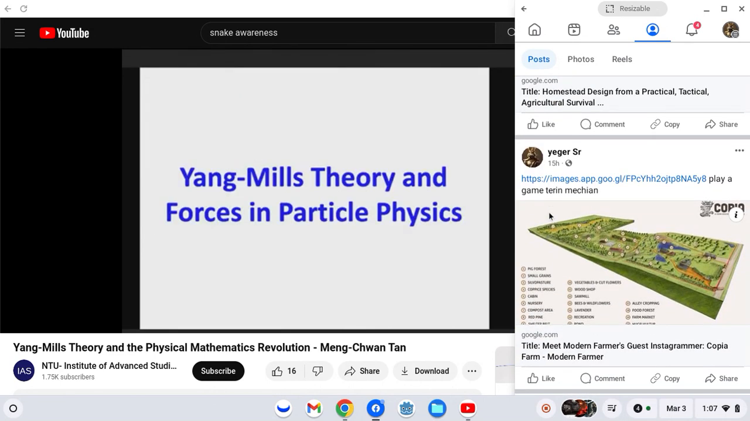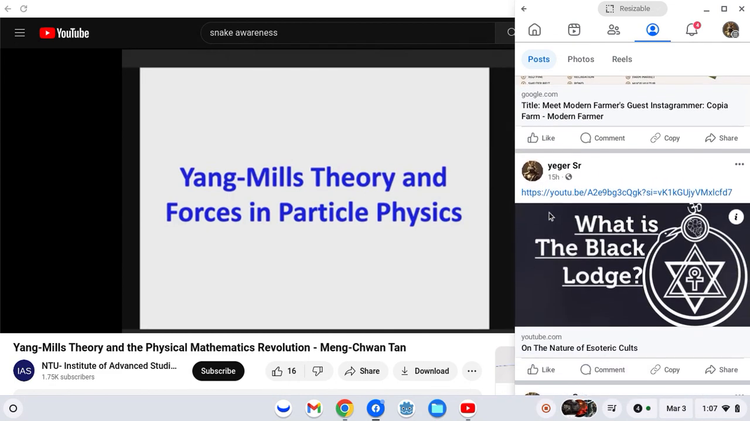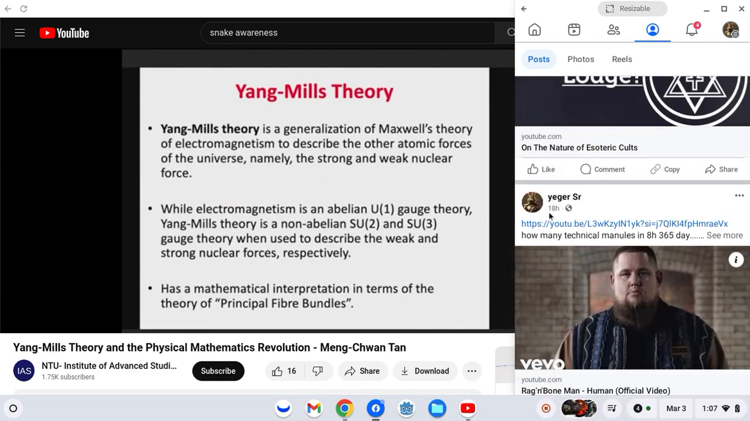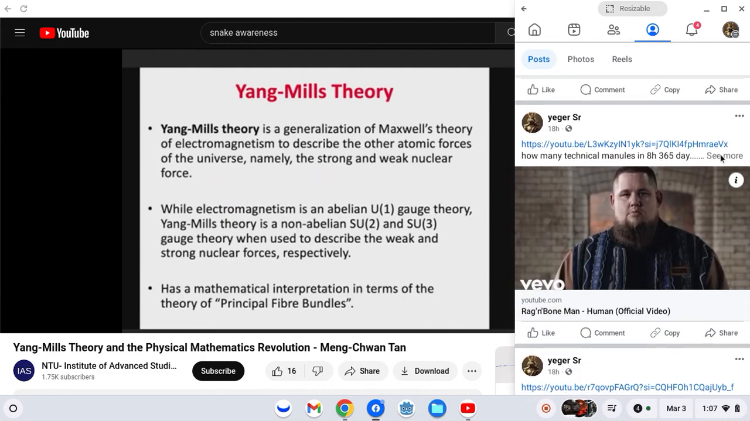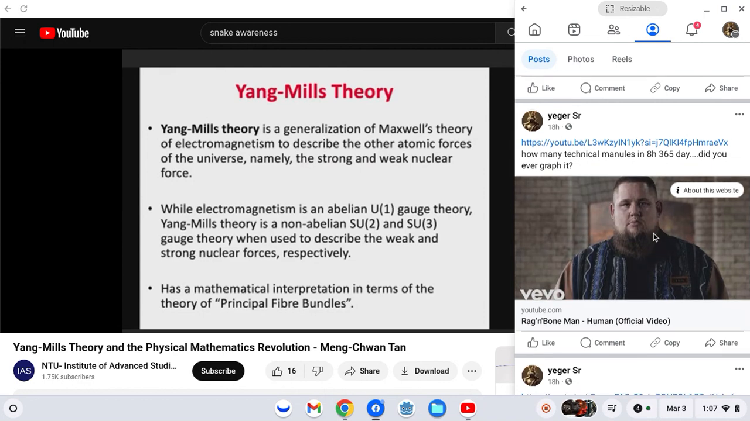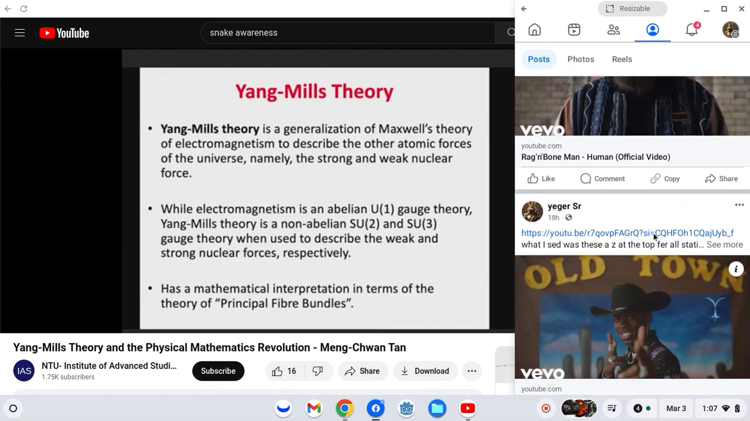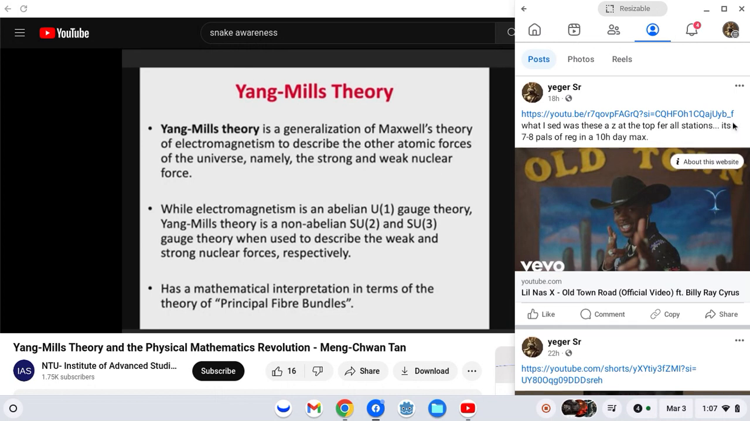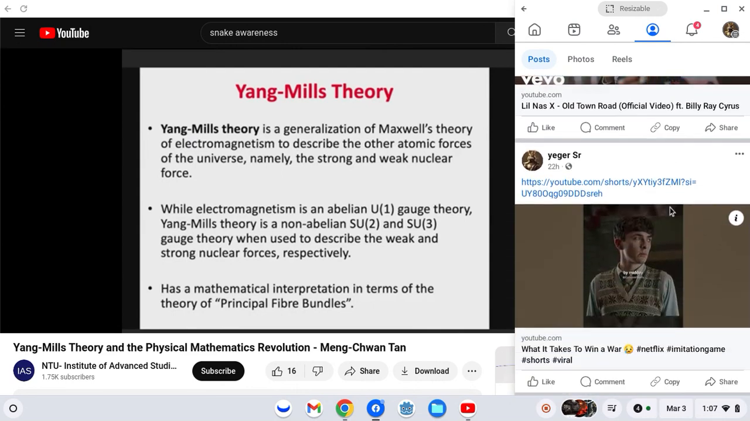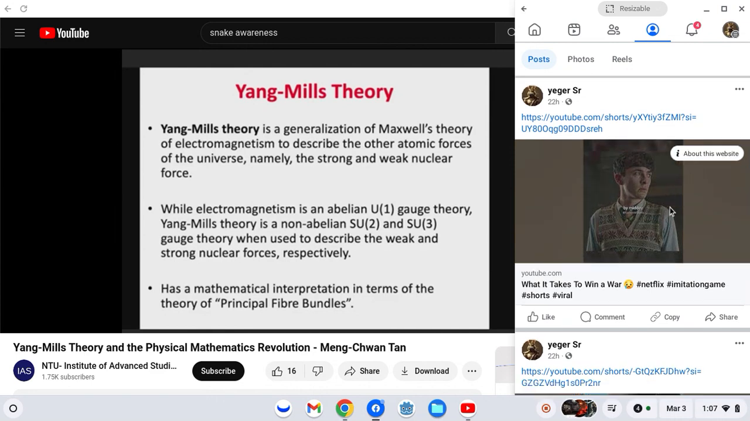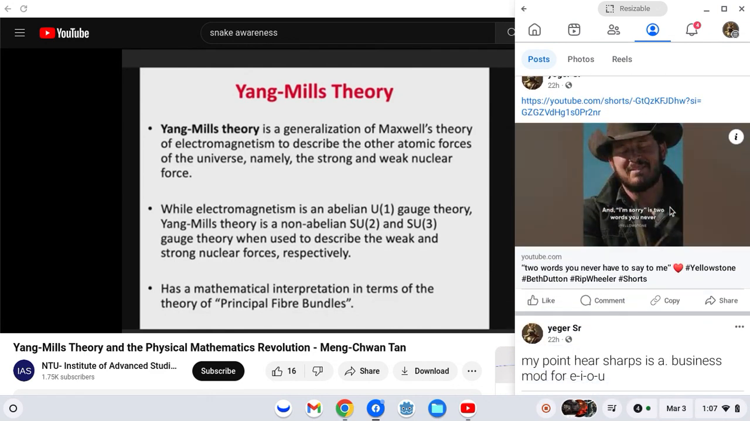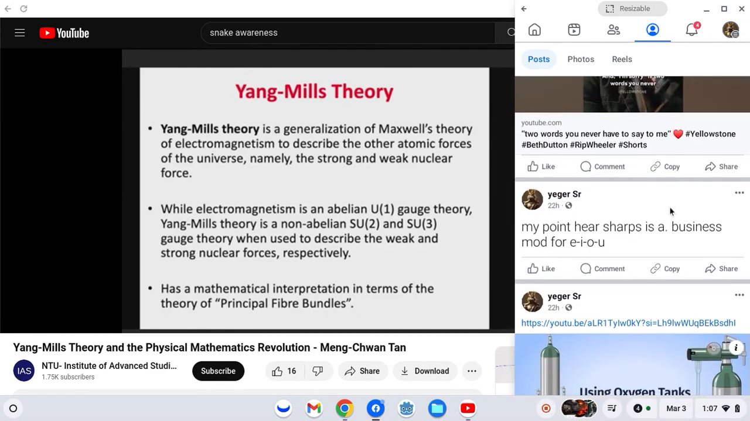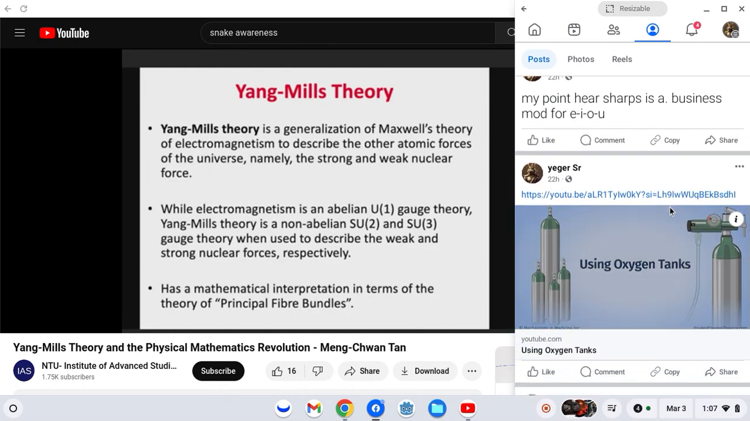Let us start by talking about Yang-Mills theory and forces in particle physics. What is Yang-Mills theory? Yang-Mills theory is a generalization of Maxwell's theory of electromagnetism. It generalizes electromagnetism so that it can describe the other atomic forces of the universe, namely the strong and weak nuclear forces. The strong nuclear force binds your protons together in the nucleus, and the weak nuclear force is involved in beta decay and interactions that involve leptons, the particles which interact through the weak nuclear force.